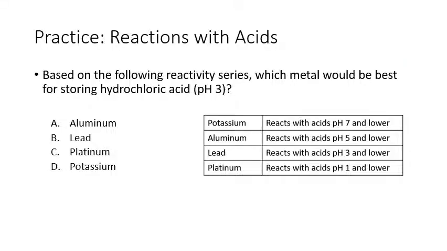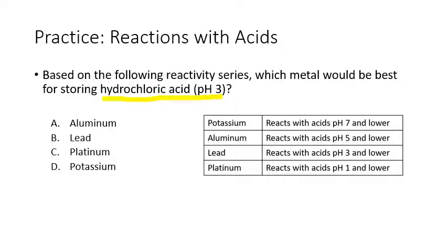So if we had a problem on a test that might ask what's the best metal for storing a particular material, you would want to look at the activity series and figure out what metal works the best compared to the acid that you're working with. In this particular example, they're talking about an acid that has a pH of 3. So we're working with an acid that's a pH of 3, and we're looking for a metal that won't react with acids that are pH of 3.